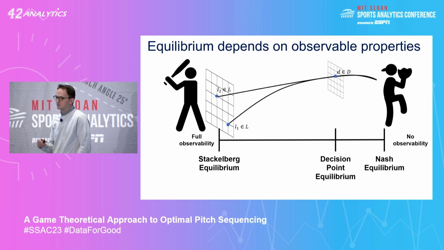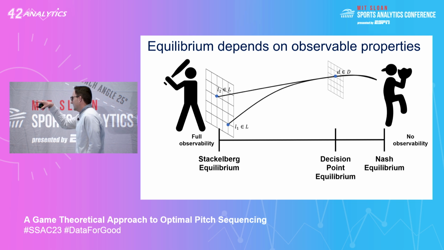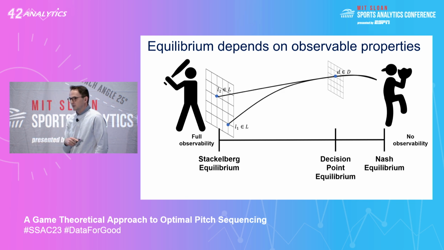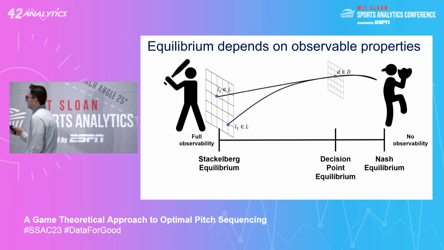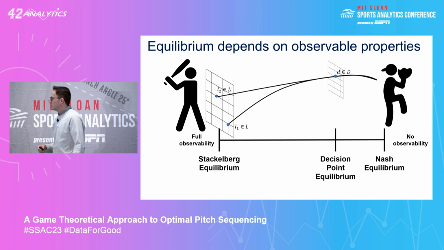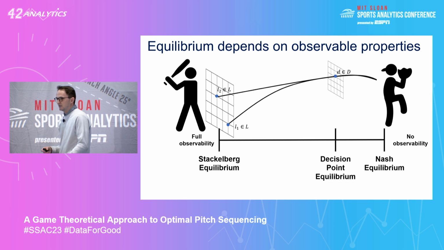So, yeah, one last thing before we help Jansen out. One thing to note is that the equilibrium that we solve for depends on what we assume to be observable to the batter. So that line on the bottom, that's sort of the spectrum of observability. All the way on the right, we are assuming the batter is observing nothing about the pitch, and that results in a Nash equilibrium. The other extreme is when we assume the batter can observe the full trajectory of the pitch, and that results in the Stackelberg equilibrium. And then the decision point equilibrium in the middle, that's what I was describing earlier. We're assuming the batter can observe up to a decision point, and then after that, he's uncertain about what the pitch is doing. That was our attempt to give the batter the most realistic set of information.